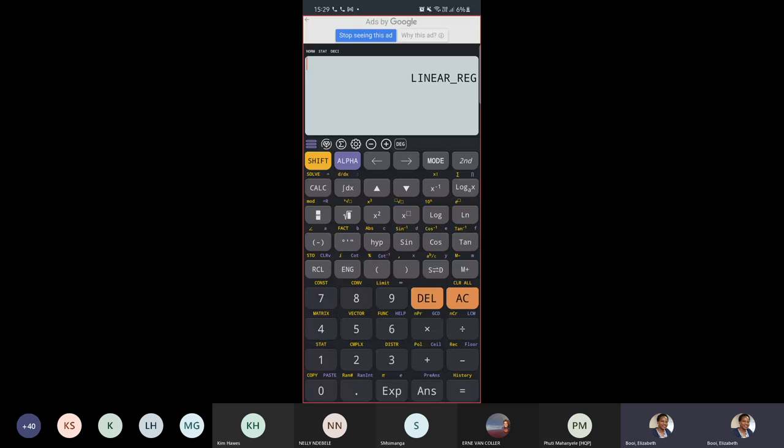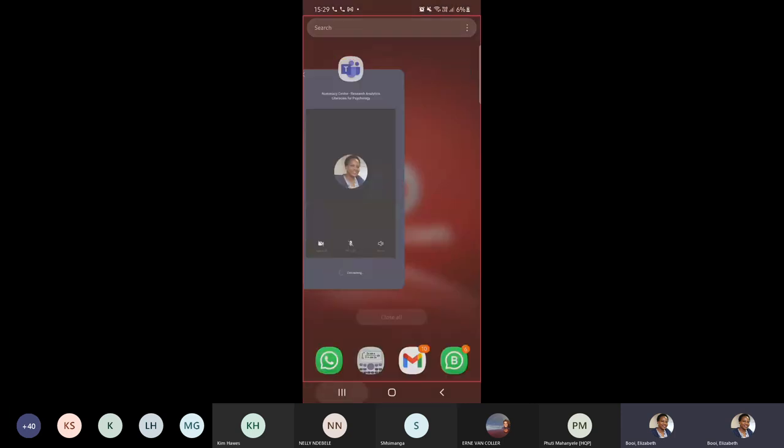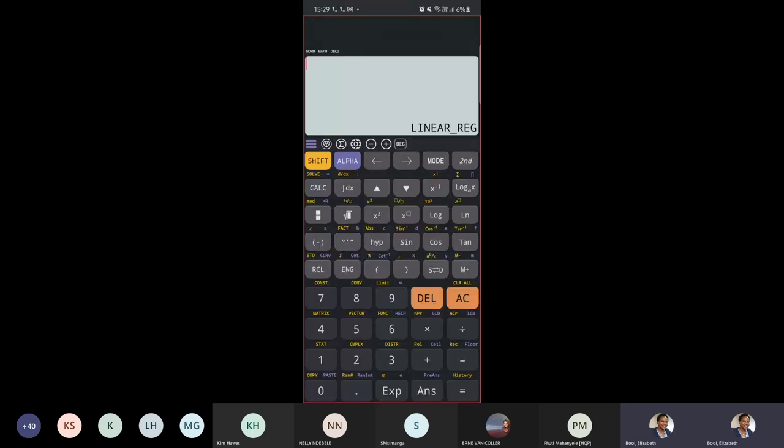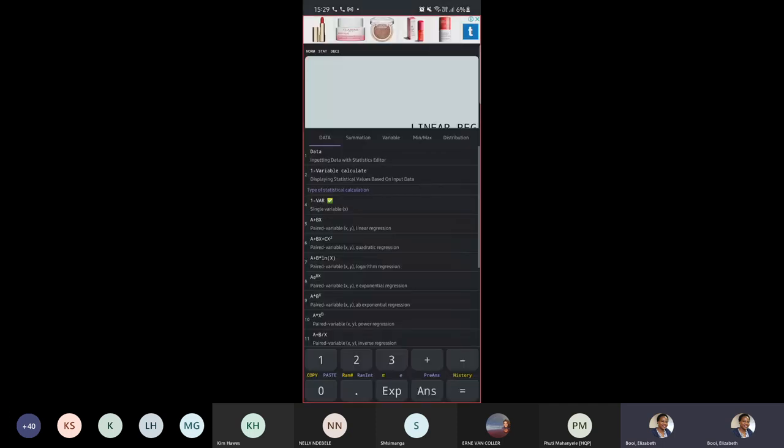Wait, sorry. My calculator didn't clear my linear regression thing. So mode, and then you press the STAT button. It's still not clearing. So let me take it back to the normal calculator. And it closed. So mode, STAT, and then you get this menu. Do you see there is the linear regression? You see that? Number 5, okay. Where it's gray.